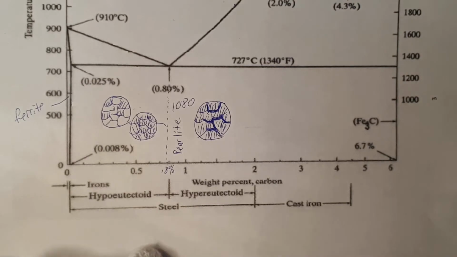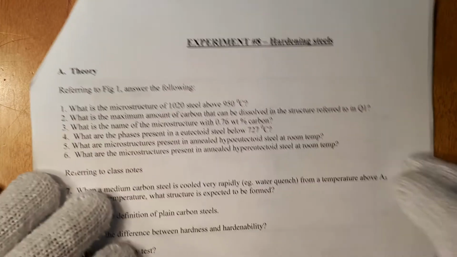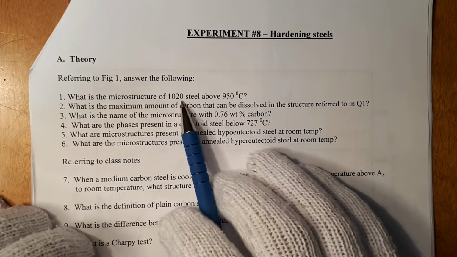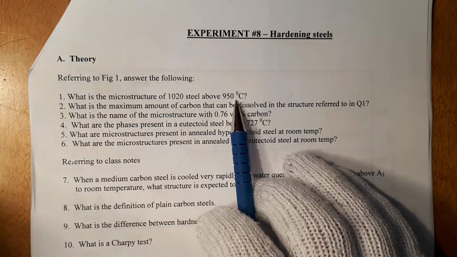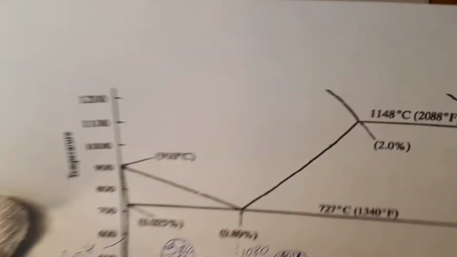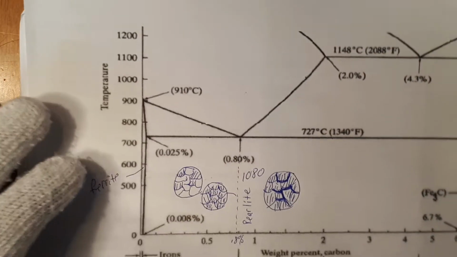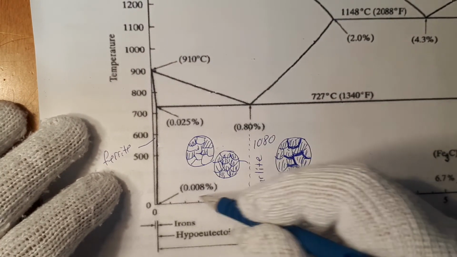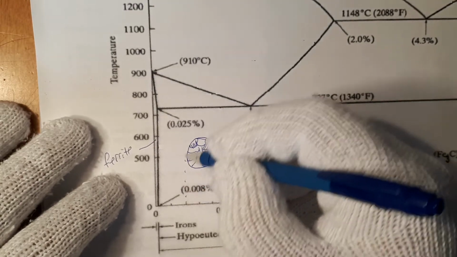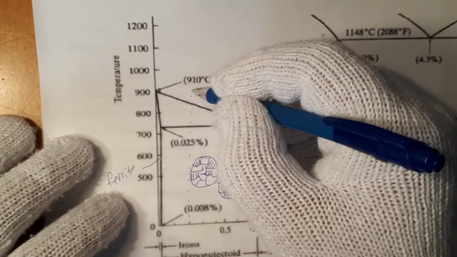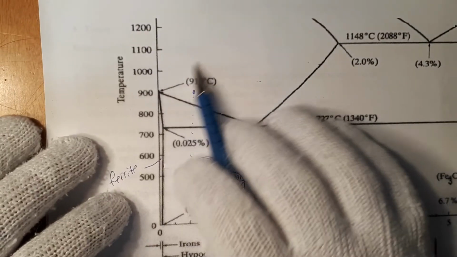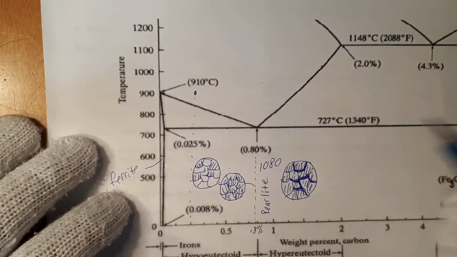Having said all of this, let's have a look at experiment number 8. It has some questions. What is the microstructure of 1020 steel above 950 degrees Celsius? Using our phase diagram for 1020 steel, this is 0.5, 0.1, 10, 20, going up to about 920 degrees Celsius. The microstructure is in this field right here. We already know what that is.